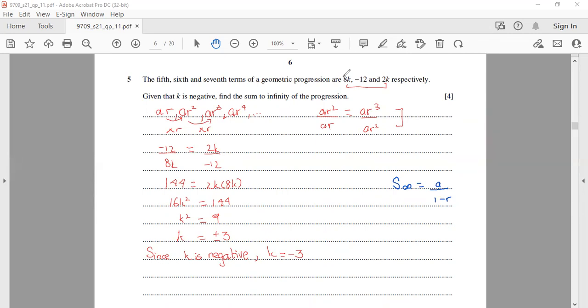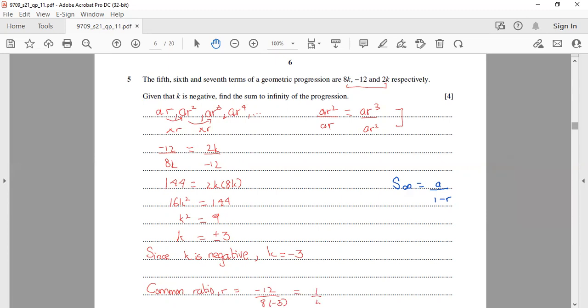Donc again, we will make use of this. The second term divided by the first term gives us the common ratio. C'est-à-dire que the term after, divided by the term before it, will give us the common ratio. So I can make use of this to find the common ratio: r is equal to the sixth term divided by the fifth term, donc moins 12 divisé par 8k, and we know that k is minus 3, will give us r, donc this will give us half.